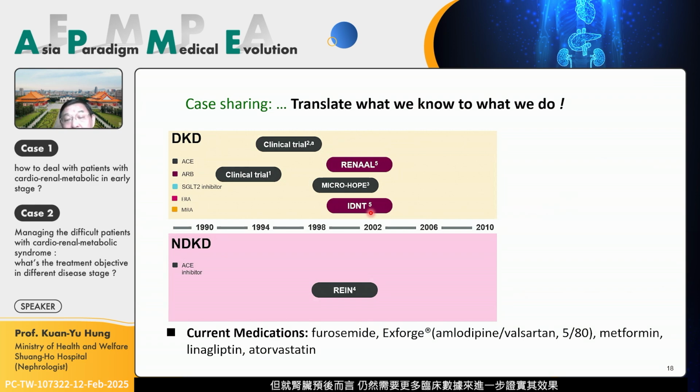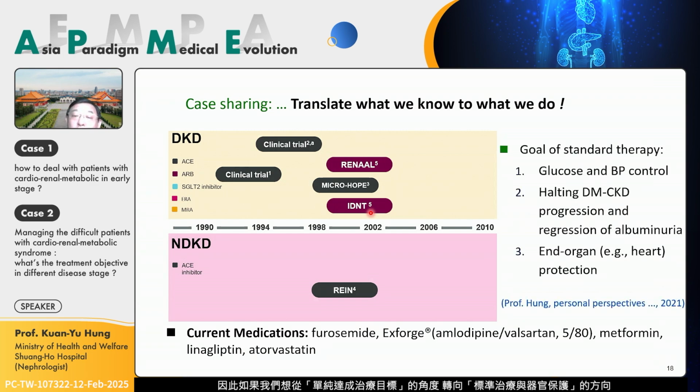But for the renal outcome, we still need more data. Some of you may believe that we have a class effect on the different kinds of clinical agents, but actually we still need more clinical trials like EMPA-KIDNEY to have more solid renal outcomes to convince us that this agent is a good choice for our patients.